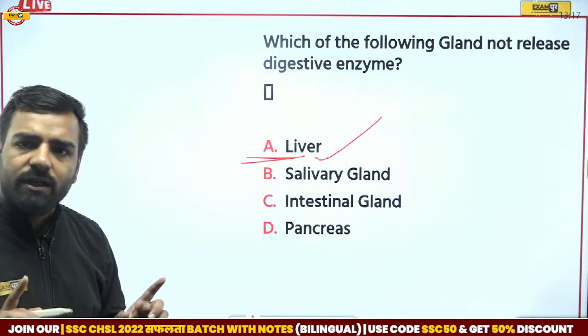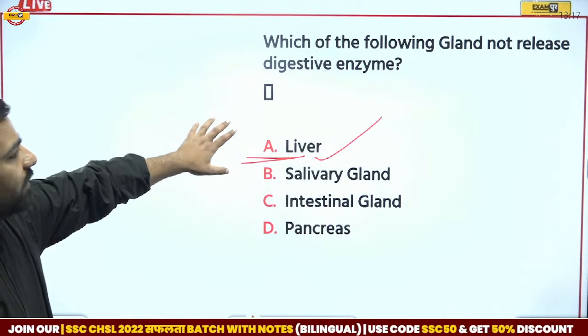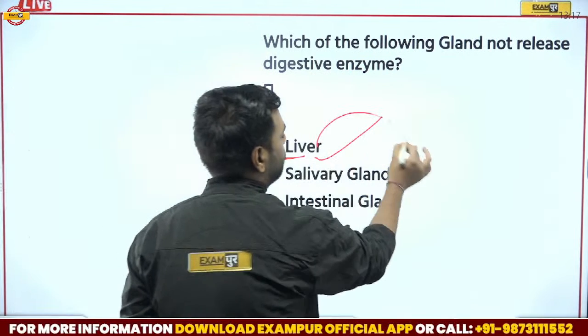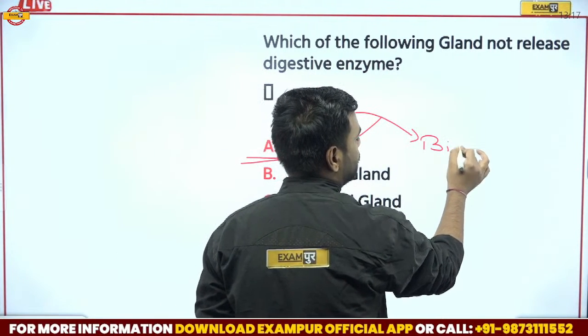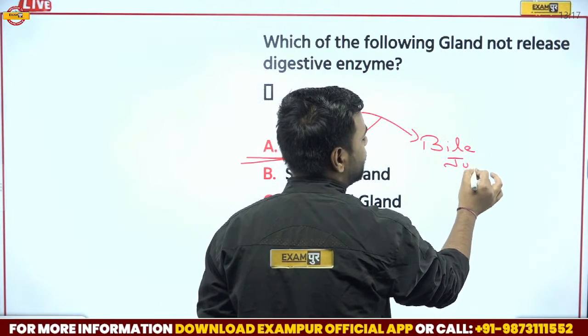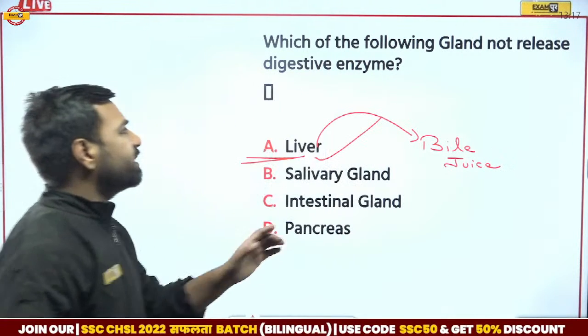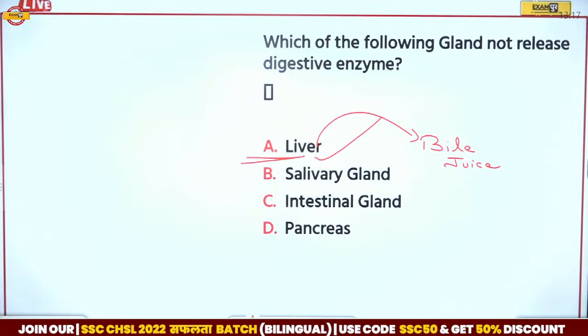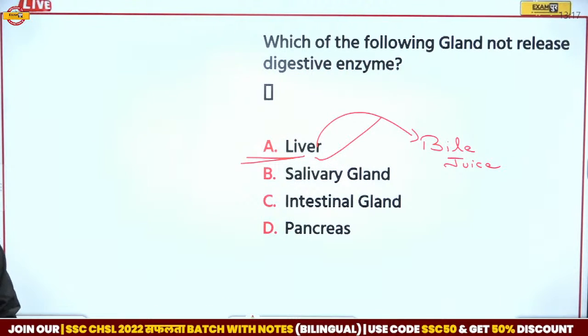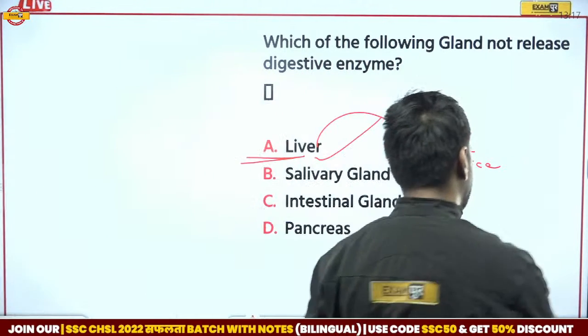This is the important one. Do not forget. Liver is the one which is releasing what? Bile juice. Bile juice, and the ducts which are present there are hepatic ducts. So yes, the gland which is not releasing any of the digestive enzyme, that is your liver. Cool. Totally correct, Kanak. Absolutely correct.